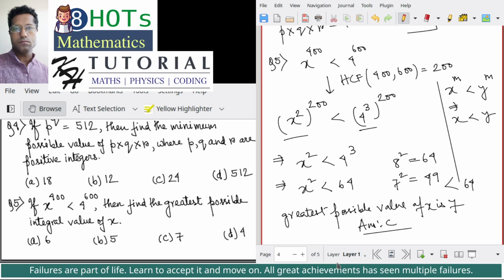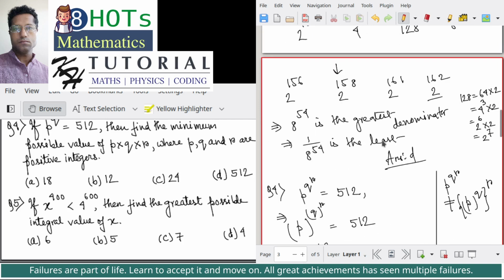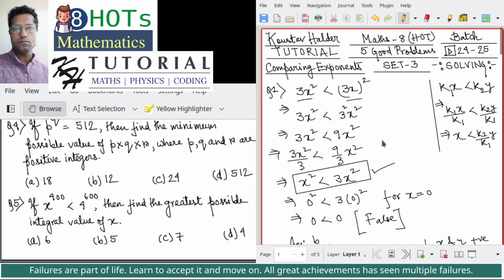But remember that if all the exponential terms are in the form of 1 by m, and you are asked to find the least among them, then the least one will be the one where the denominator is the greatest. And if you are asked to find the greatest, it will be the one having the least denominator. This thing you have to keep in mind. So I think this video will be beneficial to you in understanding the concepts so that you can apply them in problems based on comparison of exponents.